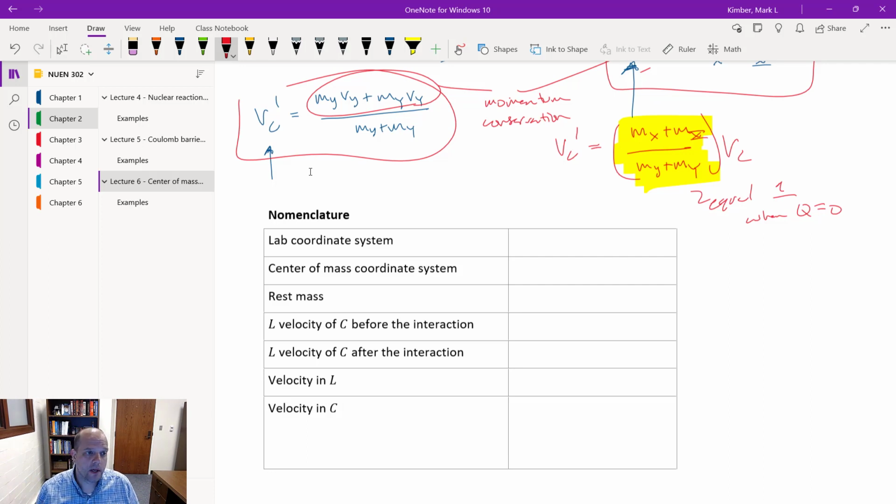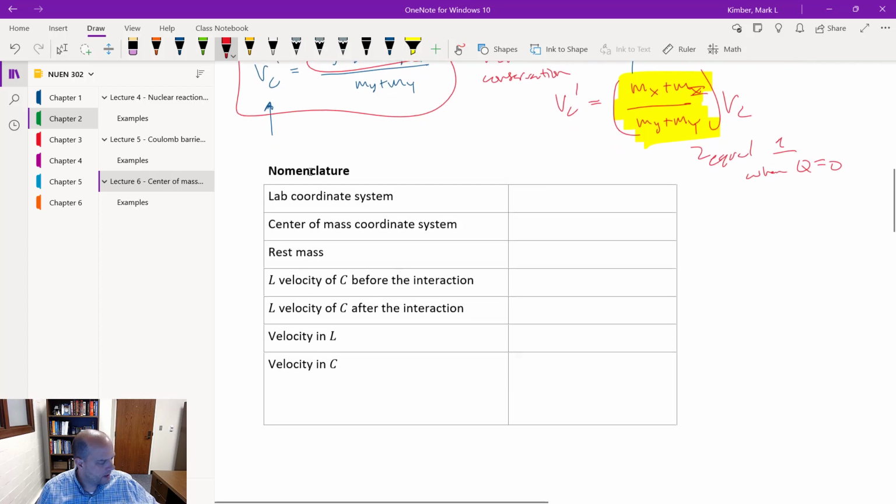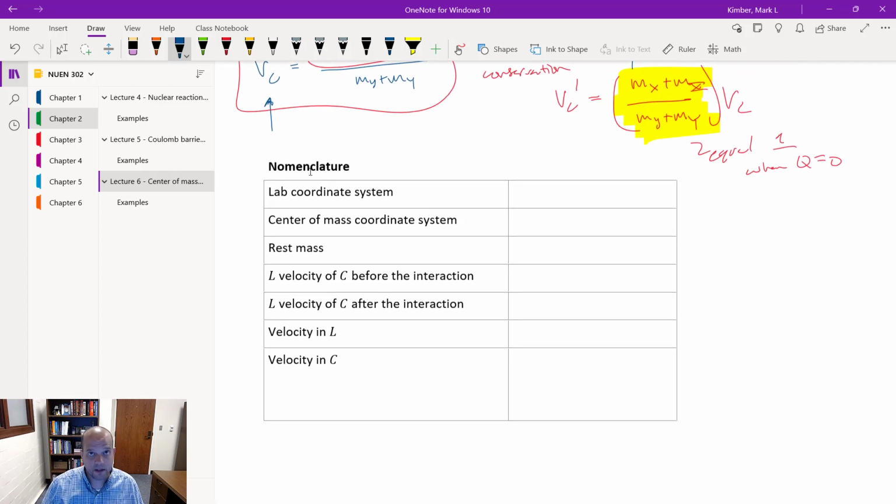So in order to conduct the rest of the lecture and look at the different reference frames, we're going to need to establish some nomenclature. We've already talked about a few of these. When I'm talking about the lab coordinate system, I'm going to use either a capital L or just drop that altogether. When I'm talking about the center of mass coordinate system, I'm going to use a capital C for that. Anytime I have a rest mass, that will be M subscript J, where J could be either of the reactants, or either of the products, just as we've done before.